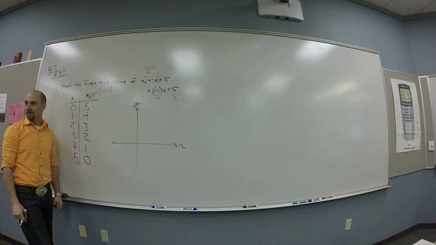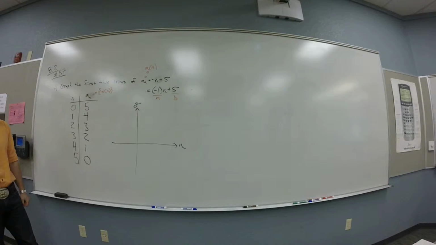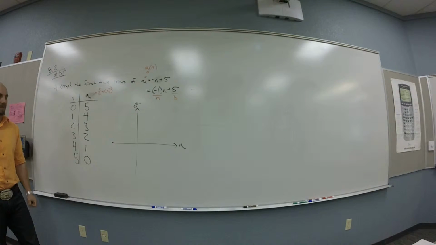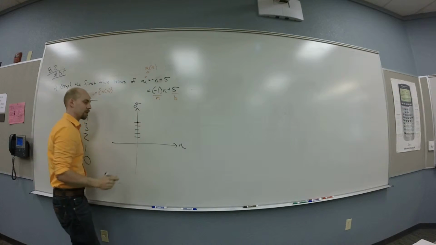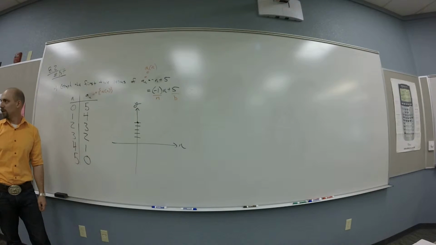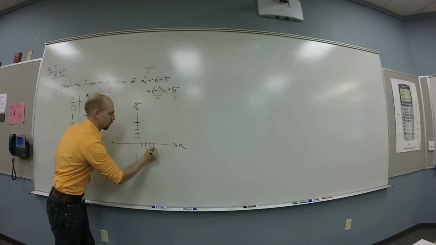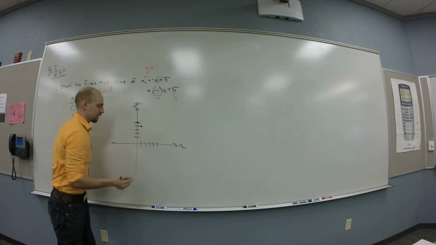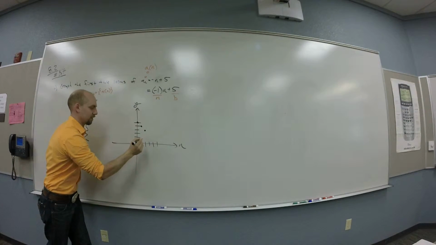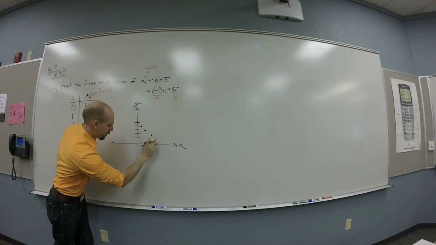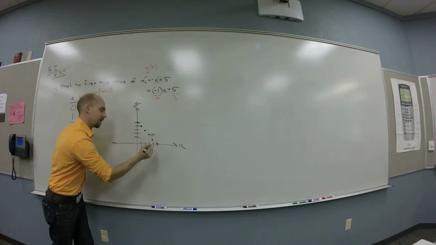You see this? Can we graph these? Okay, so when n is 0, what's the output? 5. So there's a point there. And then the next one is over 1, up 4. And the next one is over 2, up 3. Over 3, up 2. Over 4, up 1, and 5, 0.